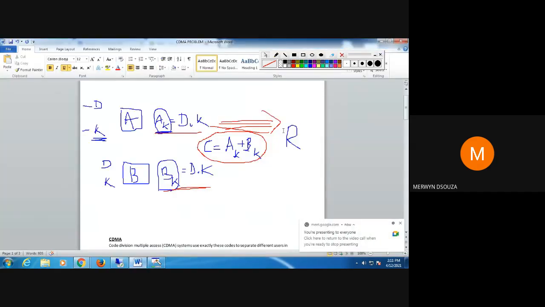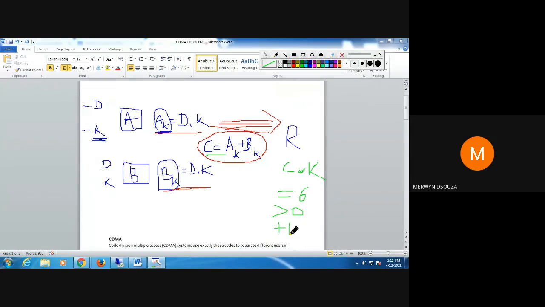And on the receiver side, we have decided that if you want to receive the data of A, you take the signal C that was sent, and if you want station A's data, you multiply it with the key of station A. Then you will get some value. If you get a positive value, you will say since it is greater than 0, the data that is transmitted is +1, or binary 1.